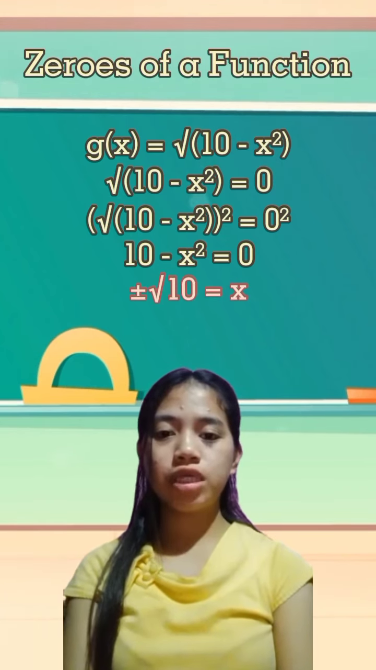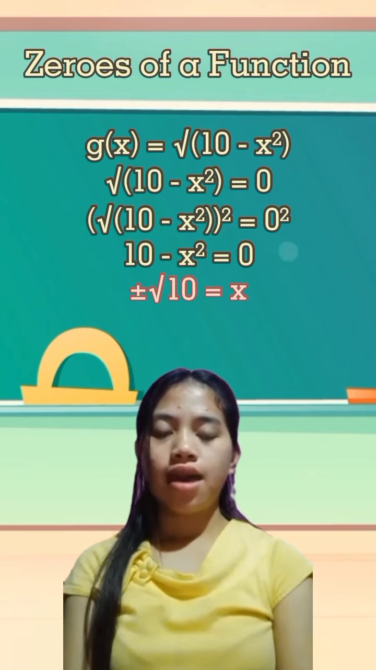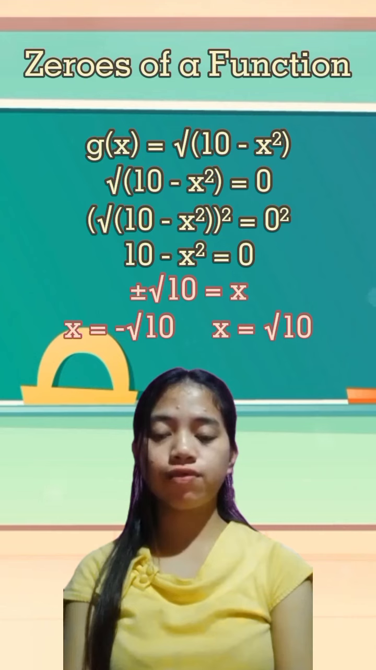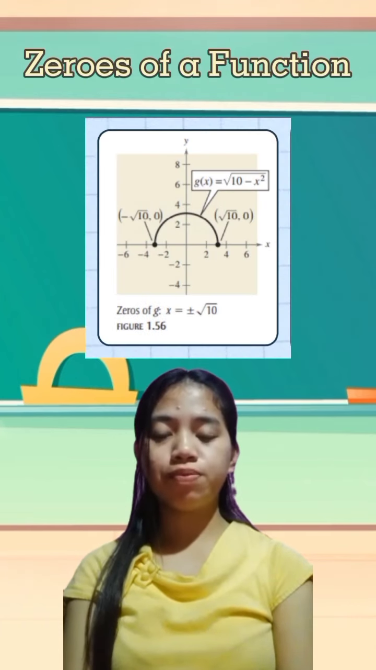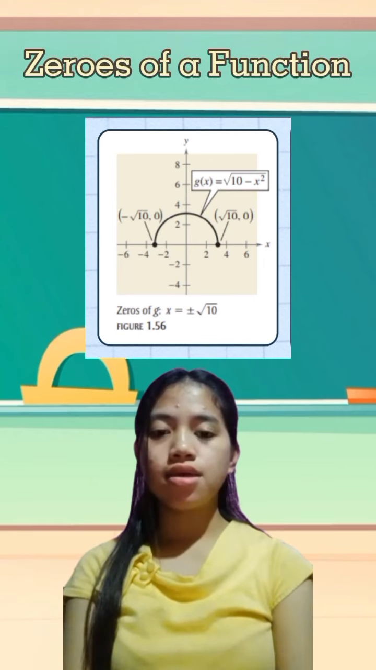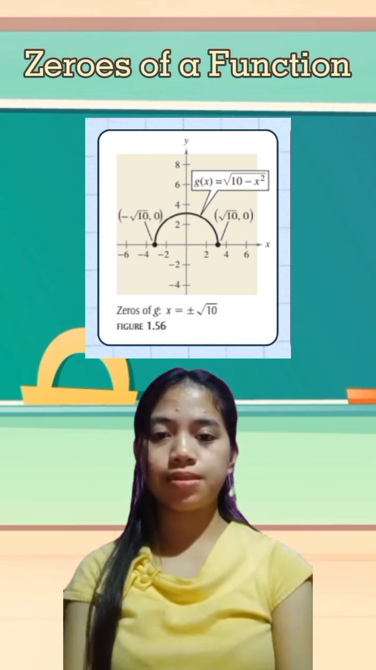The zeros of g are x equals negative square root of 10 and x equals square root of 10. In figure 1.56, note that the graph of g has negative square root of 10, 0 and square root of 10, 0 as its x-intercepts.